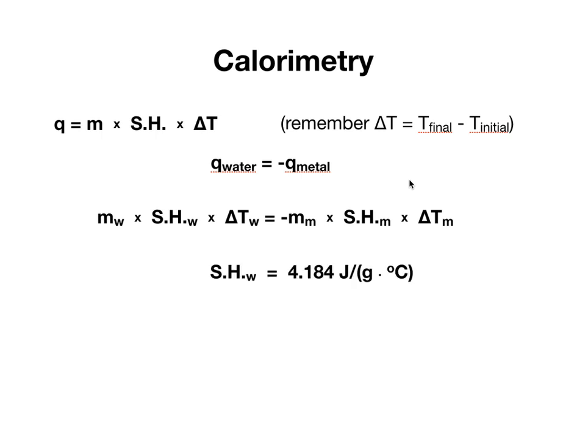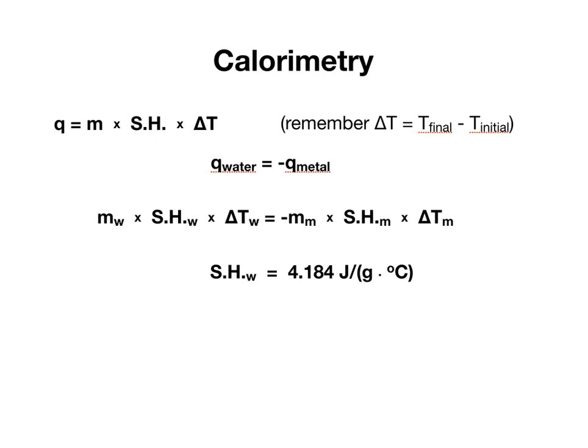Now, one of the factors that we're going to need in order to work problems such as this is the specific heat of water. Now you will not need to memorize this, but this is the specific heat of water, 4.184 joules per gram per degree Celsius. So that's what we would plug in right here to this equation.